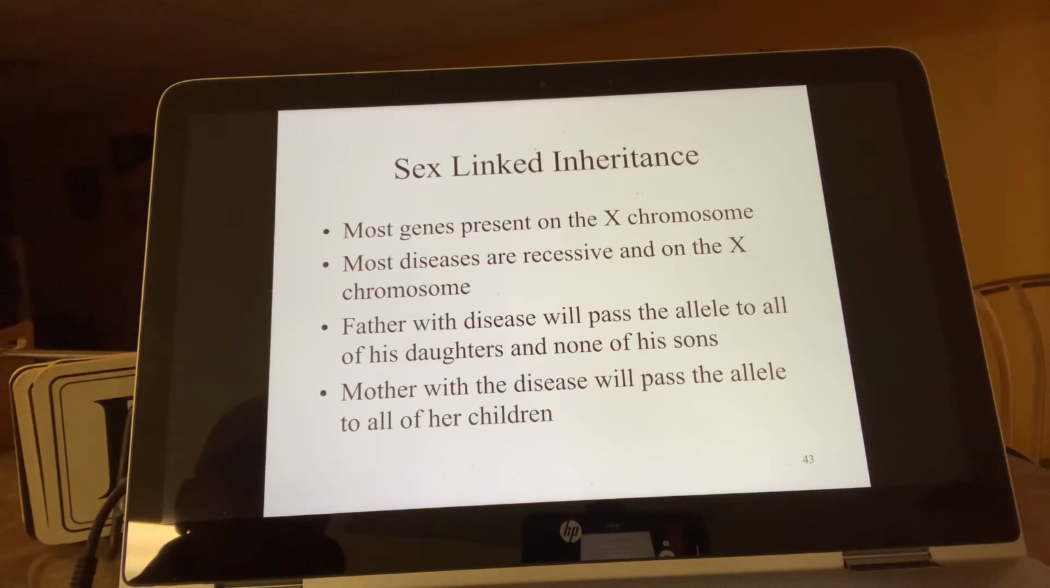A father who has the disease will pass the allele on to all of his daughters, some of which may not display the disease. They may be carriers if the mother is normal, but he will pass on the disease to none of his sons, because all of his sons are going to get his Y chromosome, which does not have the diseased X abnormality. If a mother has the disease, she therefore must have both of the alleles, and she will pass on that allele to all of her children. Her sons will have the disease, and her daughters, if the father is normal, will be carriers.